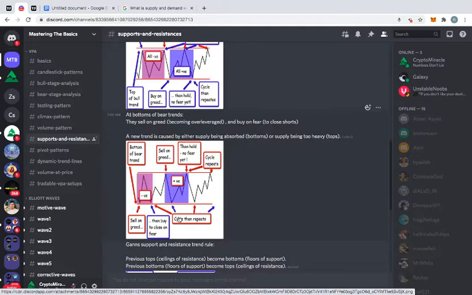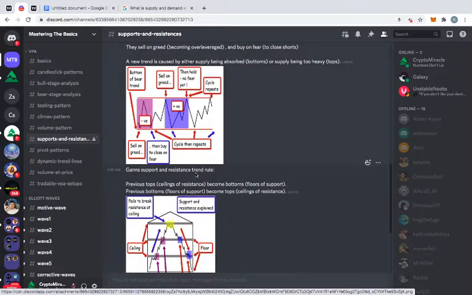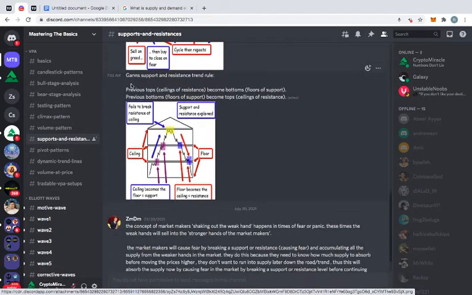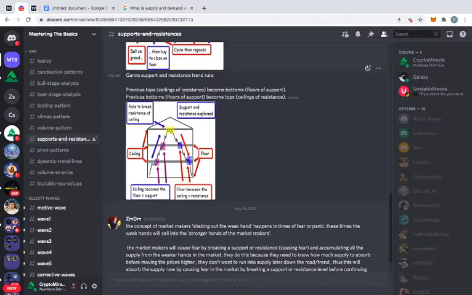So they buy again, cycle repeats, until it breaks out on one side or the other. So Gann's rule is basically that previous tops, ceilings of resistance, become bottoms, floors of support.